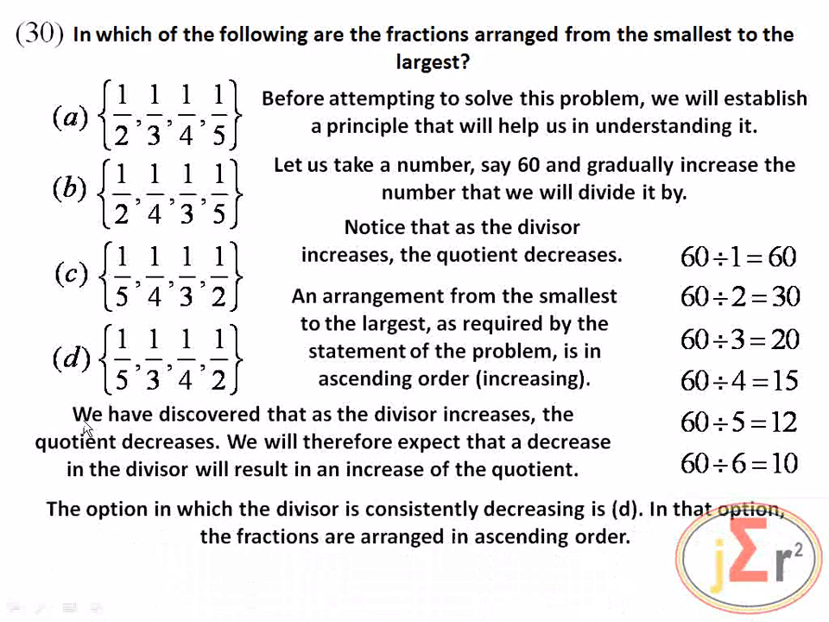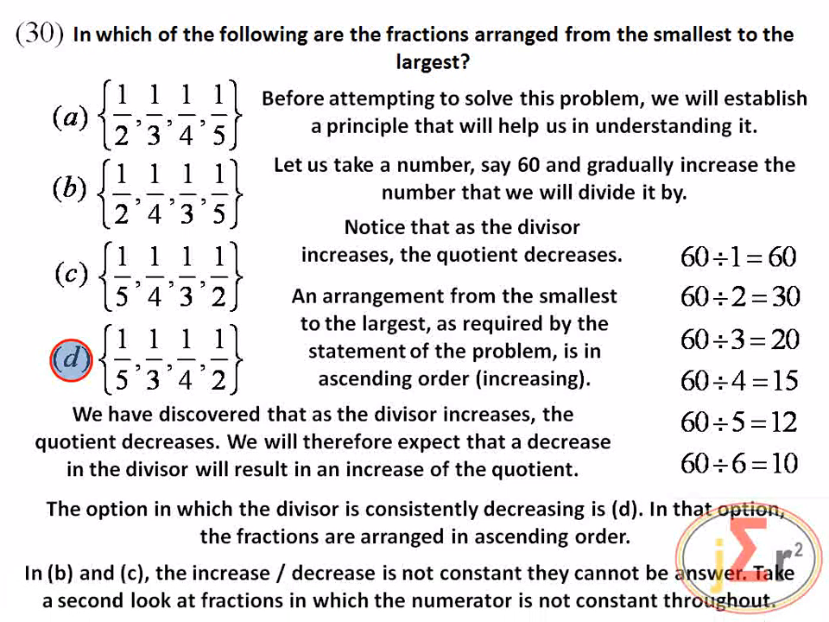The option in which the divisor is consistently decreasing is D. In that option, the fractions are arranged in ascending order because we keep dividing by a smaller number each time. Therefore, the size of the fraction is increasing. Option D is correct. In B and C, the increase or decrease is not consistent. They cannot be the answer.